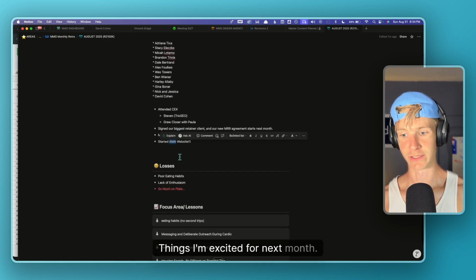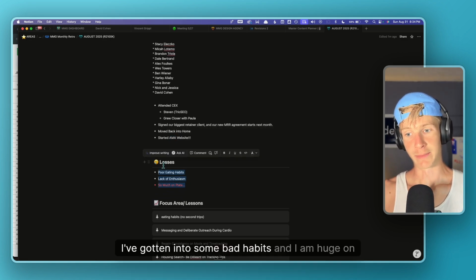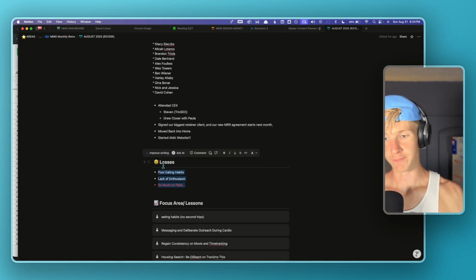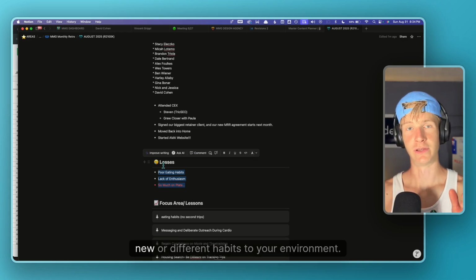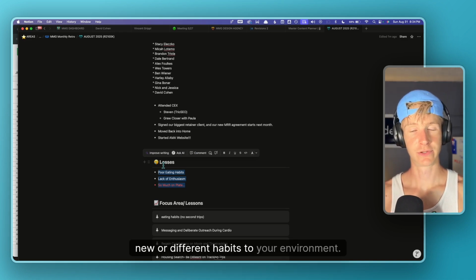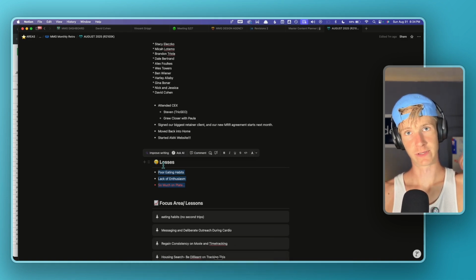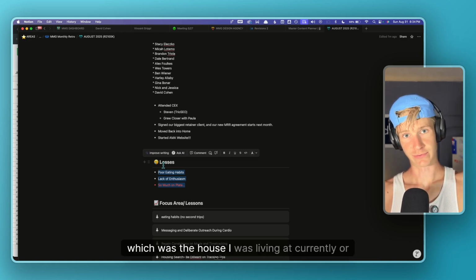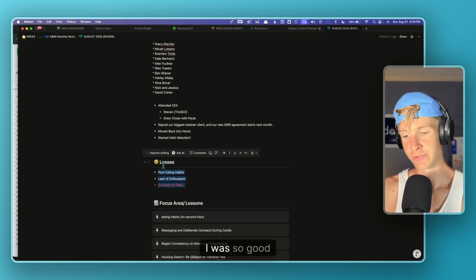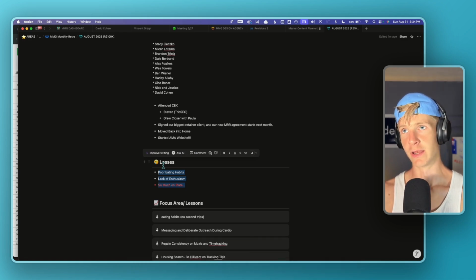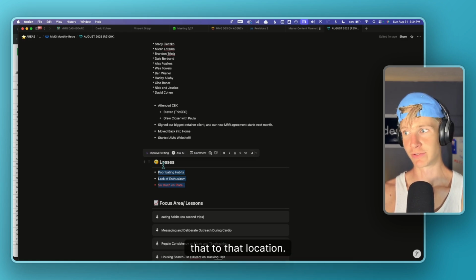Things I'm excited for next month. Some of the losses. I've gotten into some bad habits, and I'm huge on attaching new or different habits to your environment. So what I mean with that is when I moved into Springfield, which was the house I just moved from, I was so good on starting a lot of good new habits and attaching that to that location.